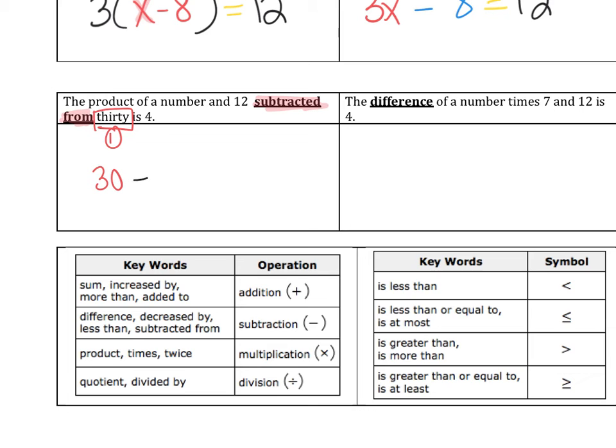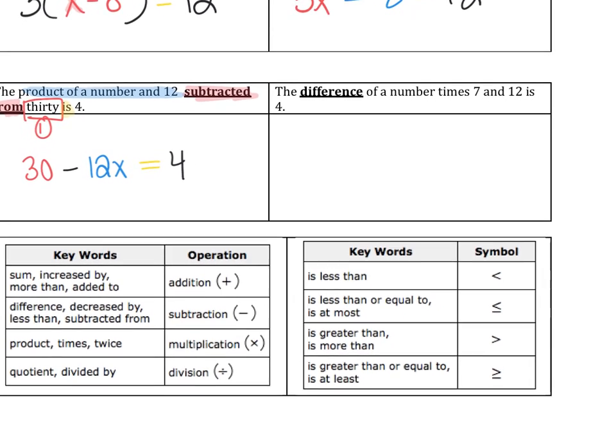So 30 minus the product of a number and 12, and product means multiplying. So I'm going to say that is 12x with my number because that means 12 times x. Then we still have the word is means equals, and the other number is 4. That's how we would write subtracted from. The second part came first. So 30 minus 12x is equal to 4.